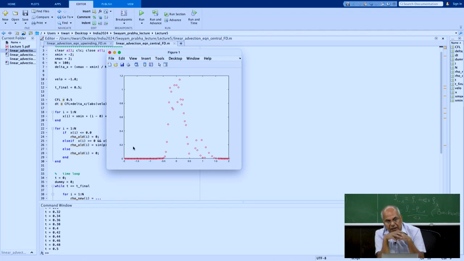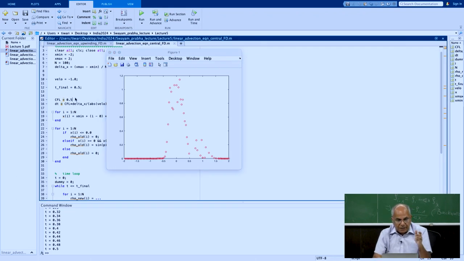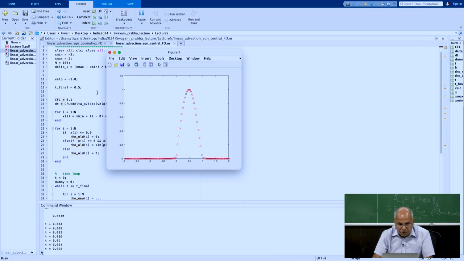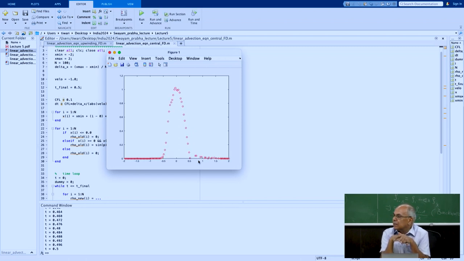Now, in order to avoid this, one can think that if I decrease my delta t, if I take a very small CFL number, what will happen? Instead of 0.5, I am now taking 0.1. It is a little better, but let us run it a little longer. After some time we immediately get a little instability here. The instabilities start already, and it doesn't matter whether we select a small time step or not with fixed delta x.